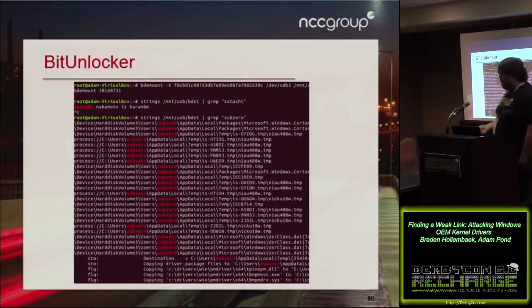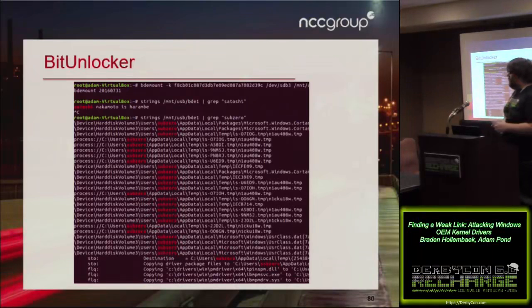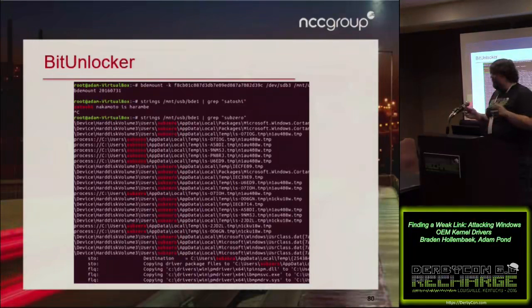It decrypts. And then we're like, okay, what can we do to prove we decrypted this thing? We knew there was some information on the drive that only we would know, so we decided we'd just search for that. It turns out we knew the identity of Satoshi Nakamoto. So, spoiler alert, everybody, Satoshi Nakamoto is Hollembaek.